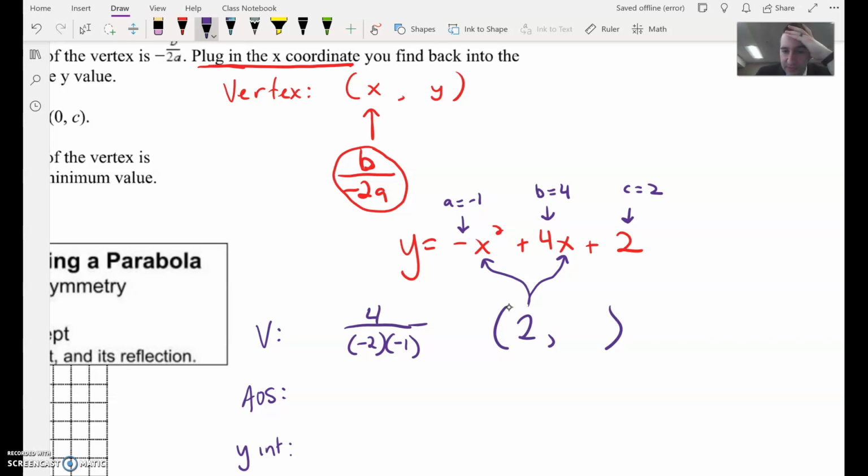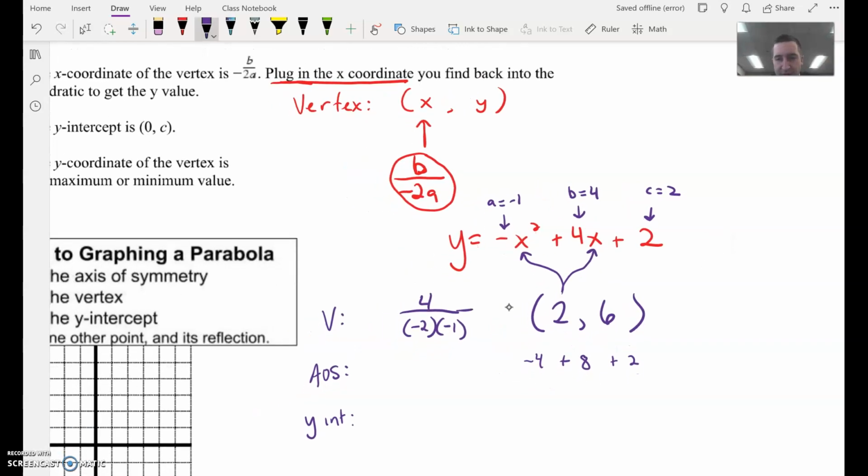So let's see what we get. What's 2 to the second power? That's 4. So it's negative 4 plus, what's 4 times 2? 8 plus 2. So negative 4 plus 8 is 4. 4 plus 2 is 6. So the y value is 6. So the vertex for this graph is 2 comma 6 according to our algebra.